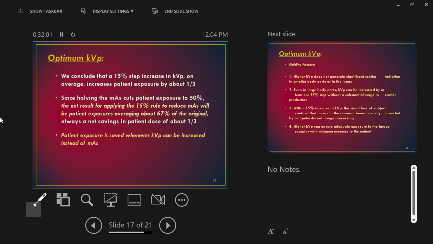So to summarize some of that, right, a 15% increase in kVp, on average, increases patient exposure by about 30% if you don't change anything else, okay? But if you cut the mass in half as well, right, patient exposure gets cut about 50% by cutting the mass in half. Net reduction, something like 67% of the original exposure, roughly. Patient exposure goes down when you raise kV and cut mAs.